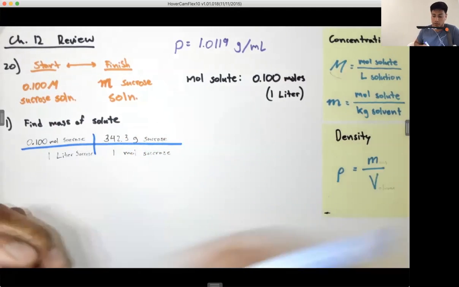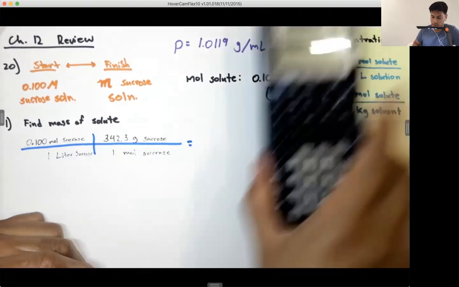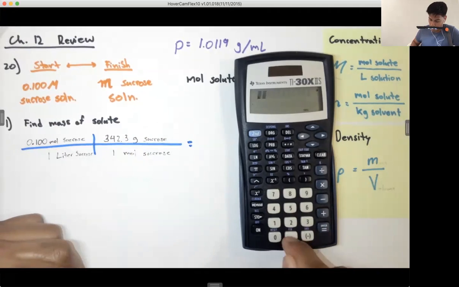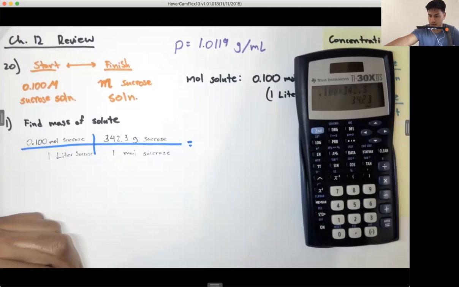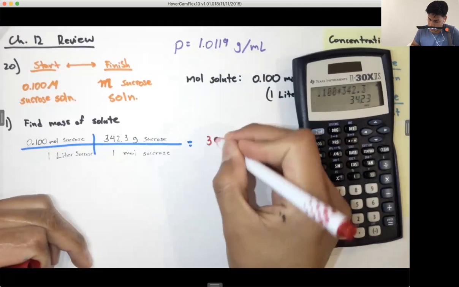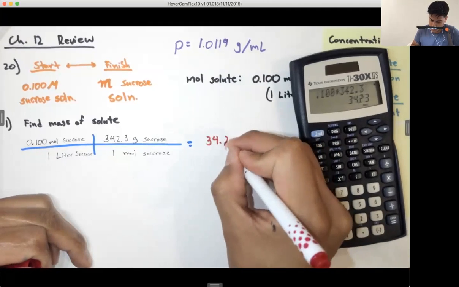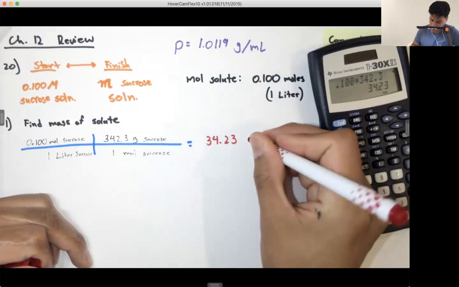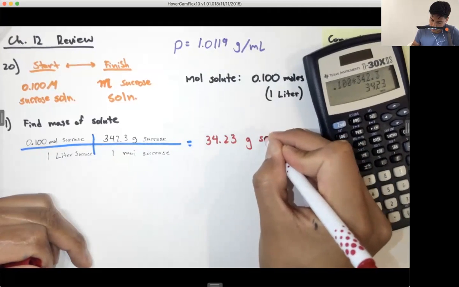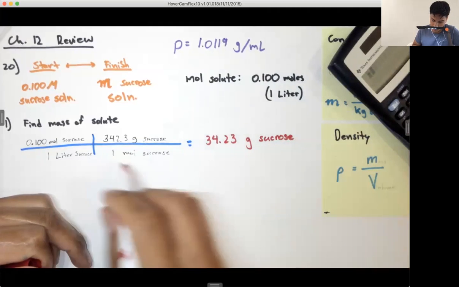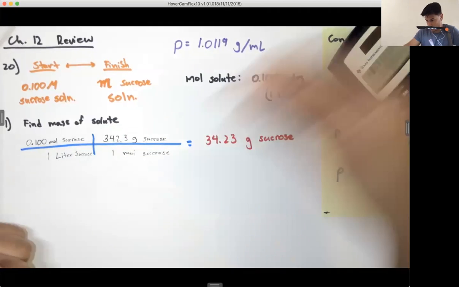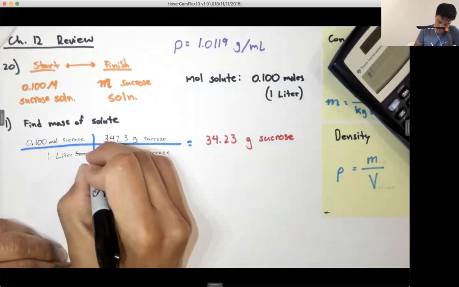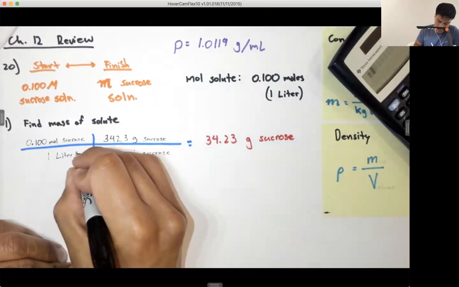Let's go ahead and do this calculation. Let's take our calculator. We have 0.100 times 342.3. And then what do we get as our answer? We get 34.23 grams of sucrose. And remember though that it is for 1 liter of, and it's not liter of sucrose, I messed up here. It's a liter of solution.